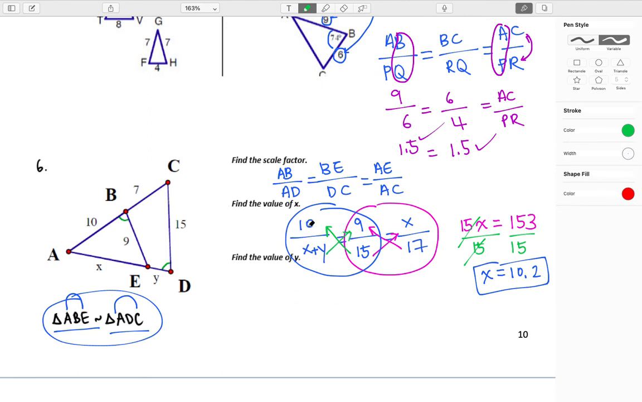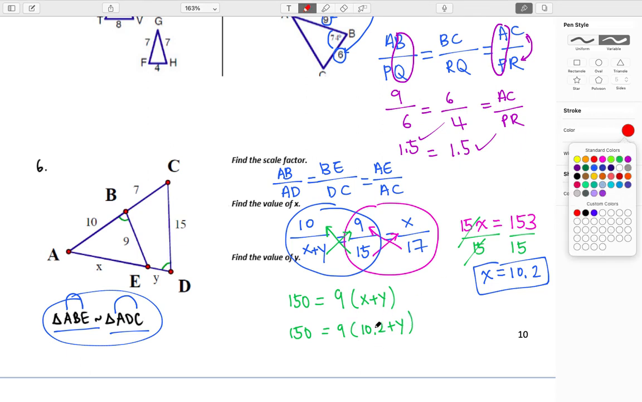So 10 times 15 is 150. And then 9 times x plus y. But we know what x is. So 150 equals 9, for x I'm going to plug in 10.2 plus y. And in order to isolate y, we are going to use the distributive property, algebra.